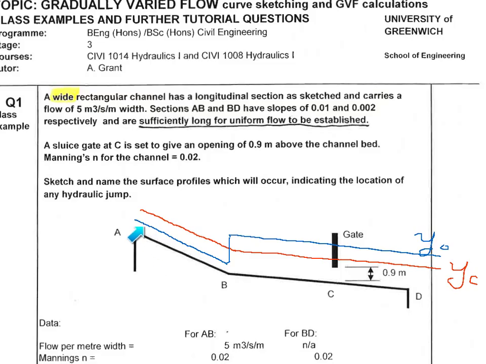We could go now and illustrate that diagrammatically on our sketch. Here's the critical depth, constant all the way down, and it's above the bottom of the gate here, as you can see, and then the normal depth below YC on AB and above YC on BD. So this is steep and this is mild.